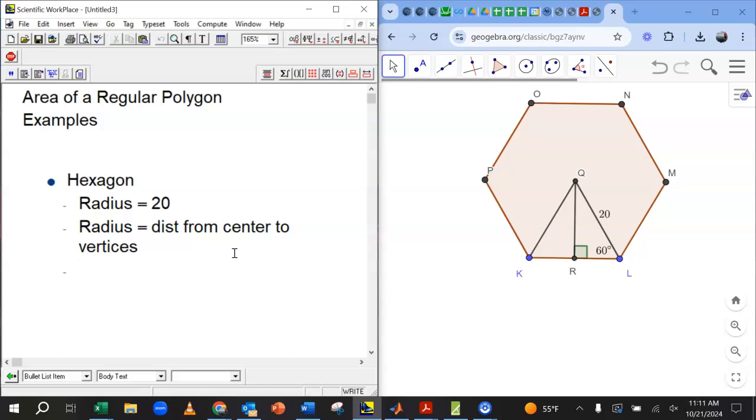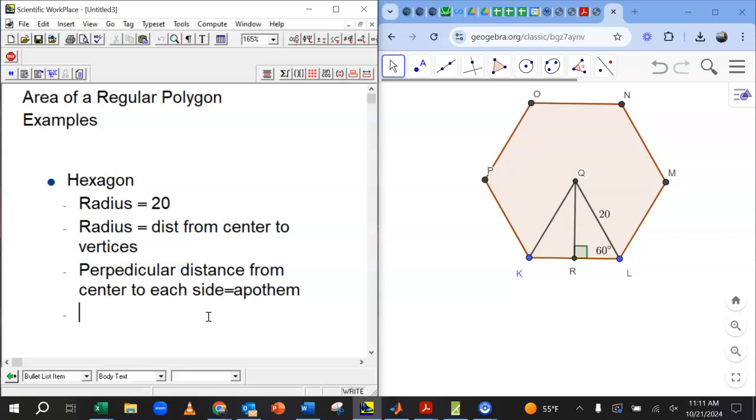There's a different measurement, which we're going to very much need, which is if you drop an altitude from the center to any one of the sides, by the symmetry of the thing, that's also going to be a perpendicular bisector. And that is going to be the perpendicular distance from the center to each side. That's called the apothem. And so that, in this case, is going to be QR. So we're going to want that.